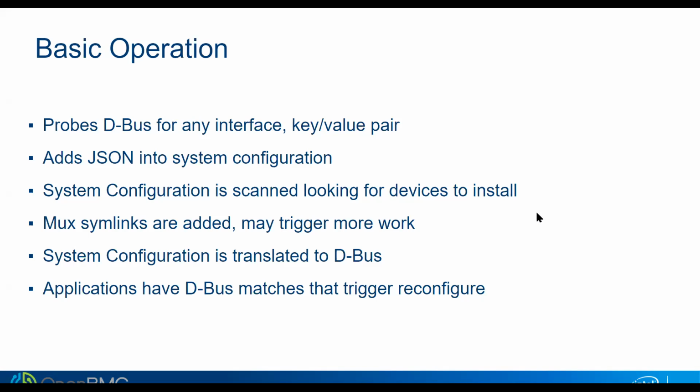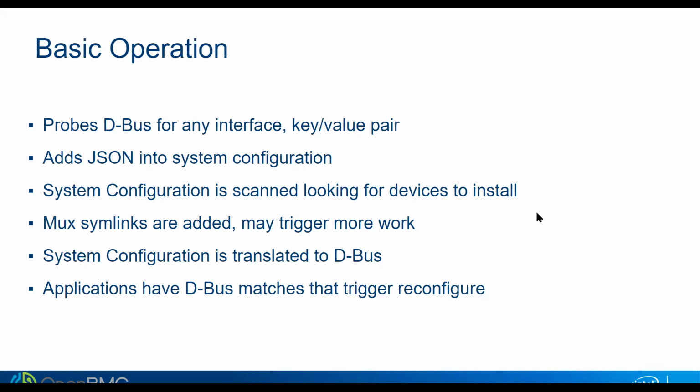MUX symlinks are added, and I have an example of this later. It'll add a symlink into dev so that you know what the MUX you're trying to access is, just because there's no order guarantees for I2C buses, which MUX is which. And then that system configuration is taken and done.